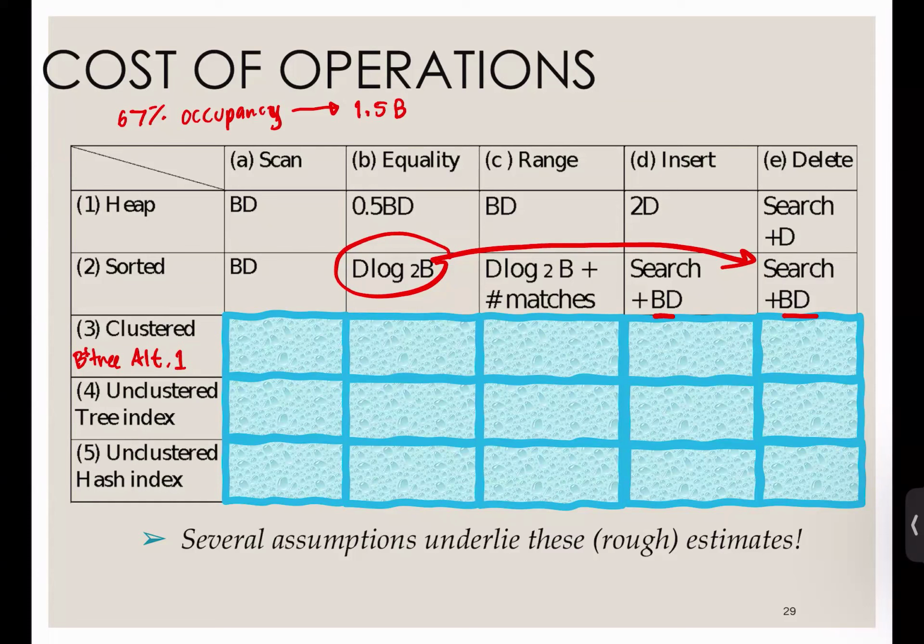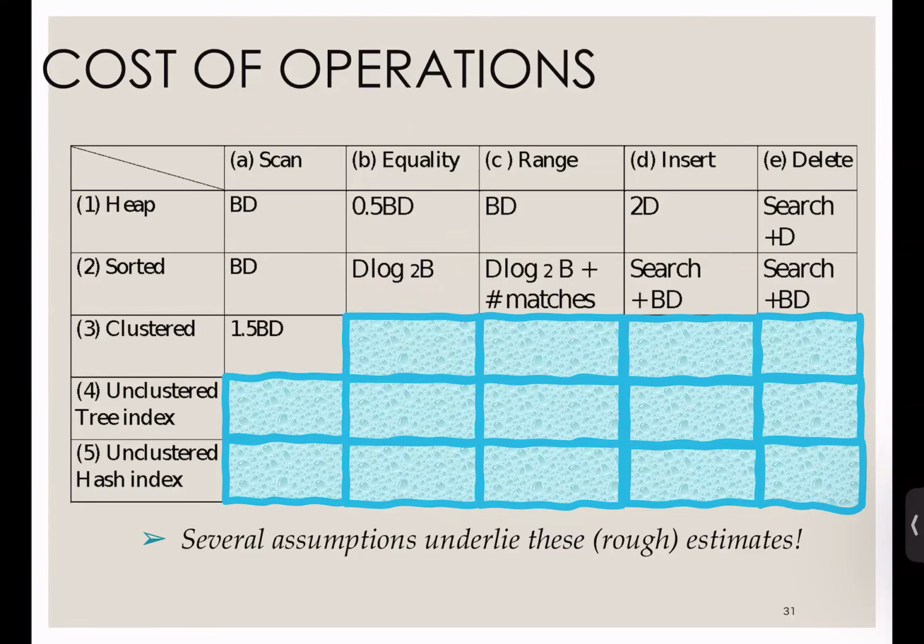Okay. From now on, if we talk about tree base with page occupancy of 67%, we know that now we need to use 1.5 B pages to take care of the same amount of data records. So now to scan everything, instead of scanning all B pages, I have to scan all 1.5 B pages. So that would be 1.5 B times D, because we need more pages to take care of. Okay. So that's for scanning.